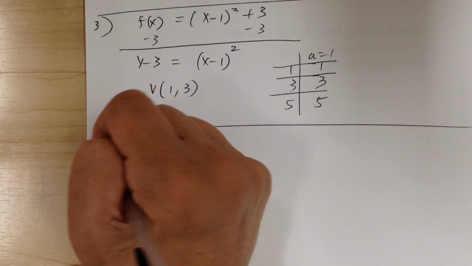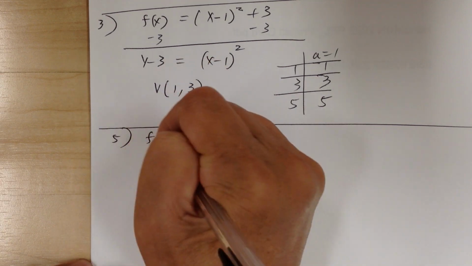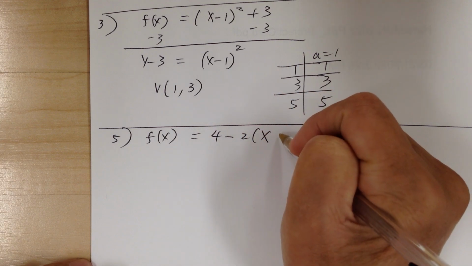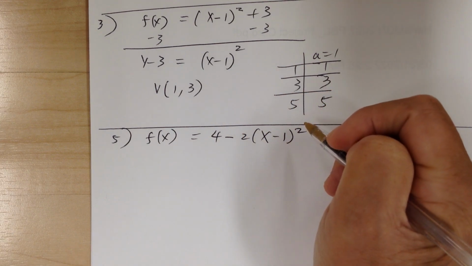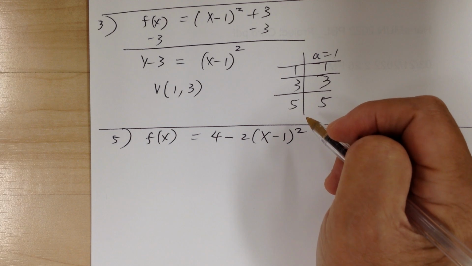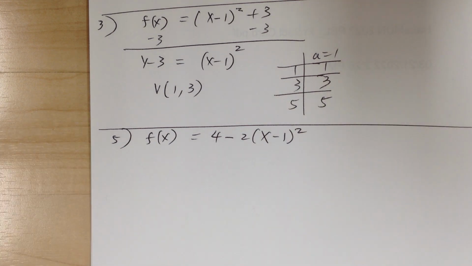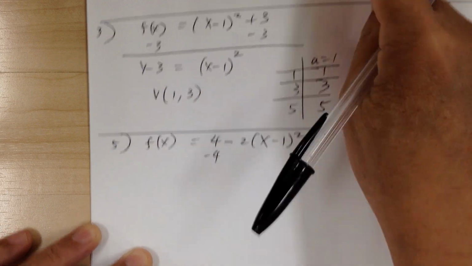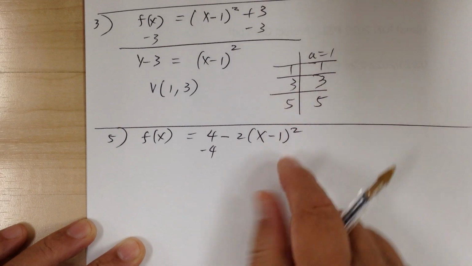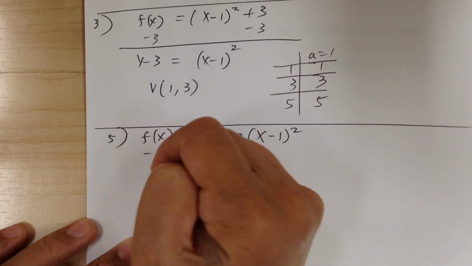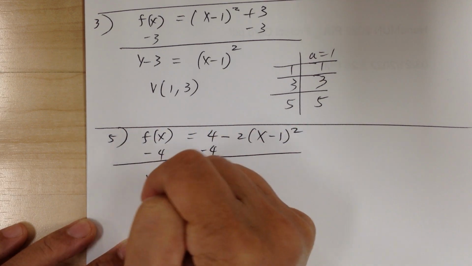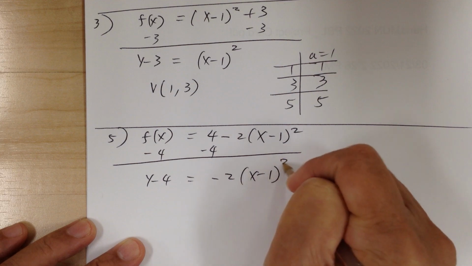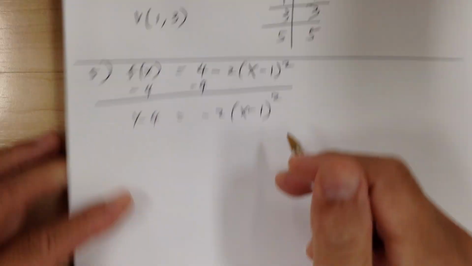Number 5, you have f of x equal to 4 minus 2 times (x minus 1) squared. First let's get rid of the 4, so minus 4. Again, we have to get into this form. You want to get the perfect square on this side. So you're going to get y minus 4 equal to negative 2 times (x minus 1) squared. And so that's it.